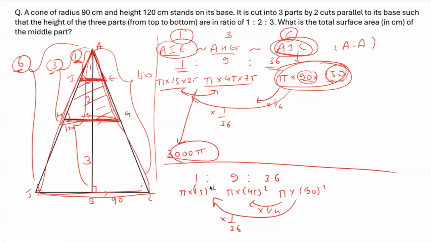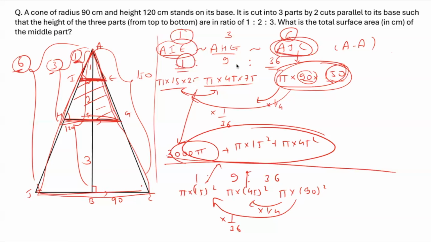So to 3000 pi, we will now add these two values. Pi into 15 square plus pi into 45 square, which is exactly what we got previously. The same answer. And this could be a slightly better approach. The only point is you have to get this ratio correct and then manipulate the things properly, like 1 by 4 and then 1 by 36, like that. All right. So I hope you guys have understood this.